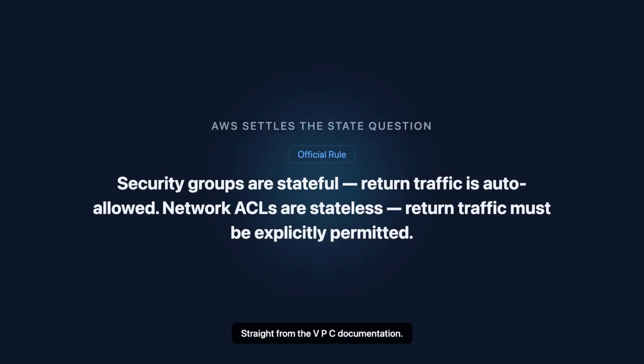Straight from the VPC documentation. Security groups are stateful, which means return traffic is allowed regardless of the rules. Network ACLs are stateless, which means return traffic must be explicitly allowed by the rules. There's no ambiguity, no edge case. That's the rule, in Amazon Web Services' own words.